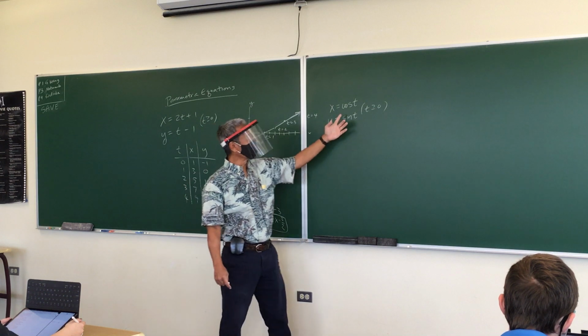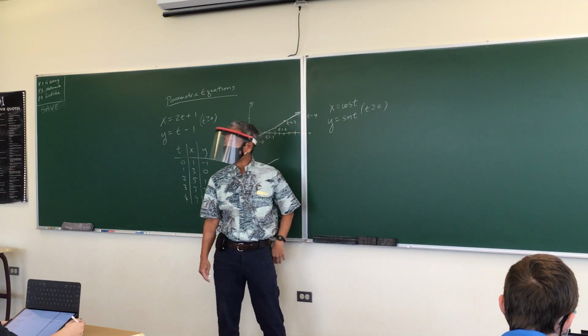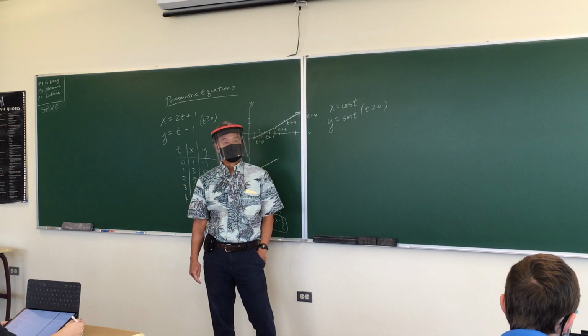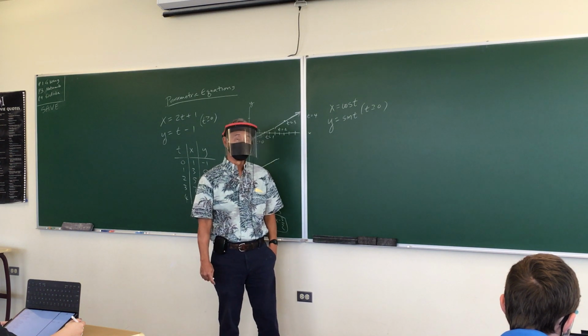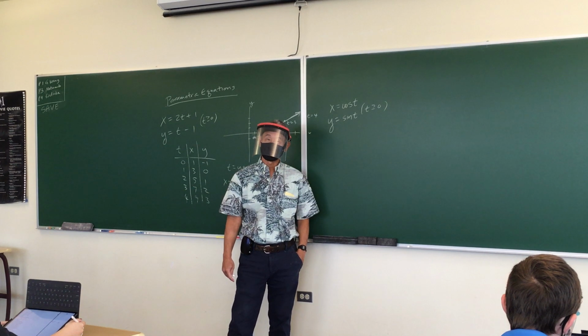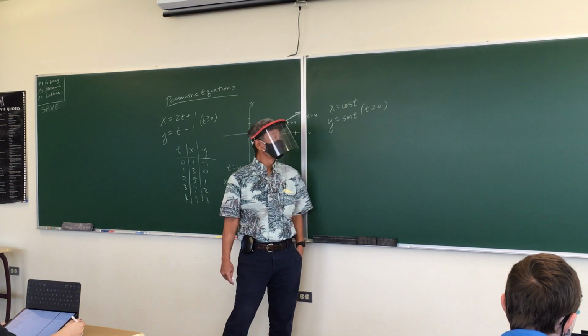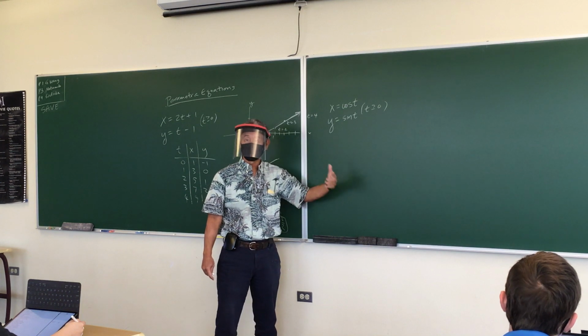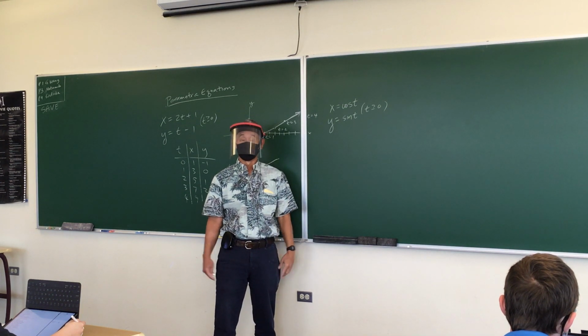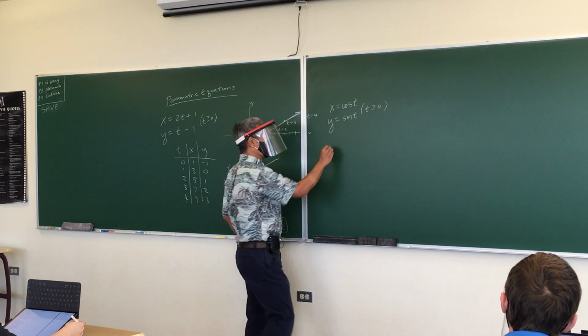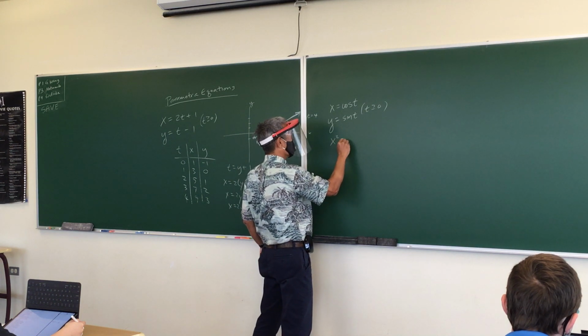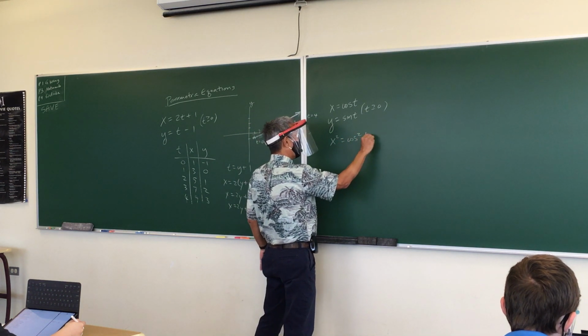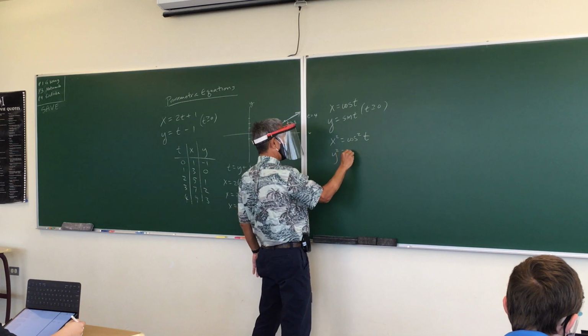Do we have any identities that have cosine and sine in it? What's the most important identity in trigonometry? Cosine squared plus sine squared equals 1. Yeah, well, Mr. Park, that's not cosine squared and that's not sine squared. So what do you think I'm going to do with the equations? I'm going to square them. So square the first equation. Square the second equation.